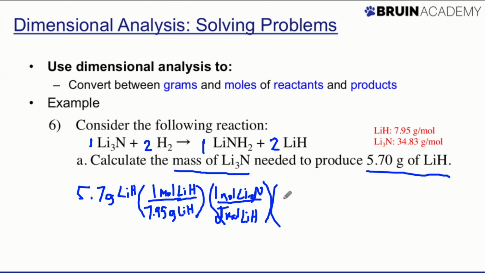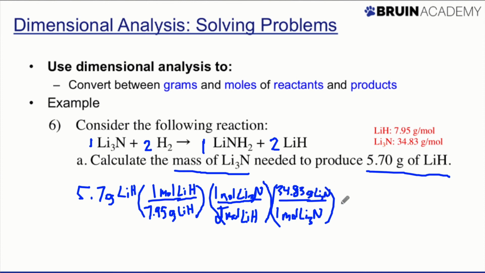Okay, and then after this, you can go ahead and multiply, okay, because I have grams to moles of LiH to moles of Li3N, and I'm very close. So finally, I need to convert moles to grams. So I have 1 mole of Li3N on the bottom, right, because I want that to cancel. And then I put the molar mass of Li3N on the top, which I gave you at the very beginning, which is 34.83 grams. And that's of Li3N.